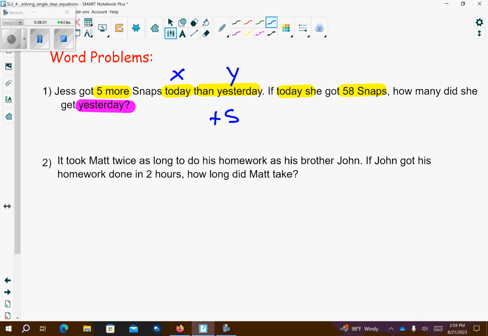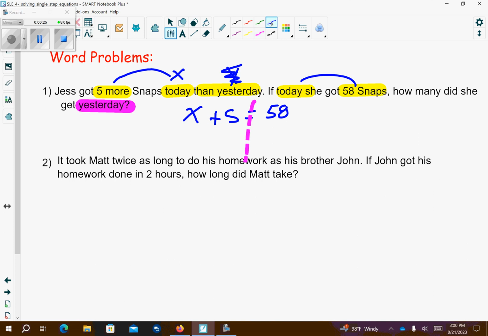So she got 5 more snaps today, 5 more today than she did yesterday. So we have X plus 5. I probably don't need this Y. If today she got 58 snaps, that satisfied it. So 5 more today, X plus 5. Today got 58, so it equals 58.